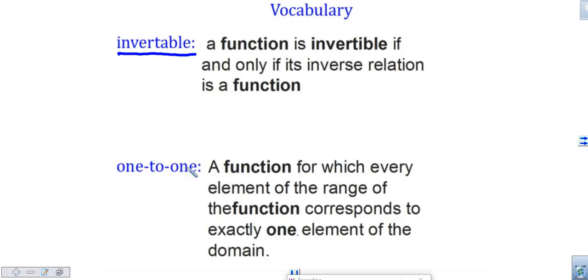It's 1 to 1. So a function for which every element of the range, these are the y values, corresponds to exactly one element in the domain, the x values. Normally you look at a function and you look at the x values and you check to see if it only goes to one y value to see if it's a function. Well, now for it to be 1 to 1, the y values also can only go to one x value. So if a function is 1 to 1, it is invertible. And that's how these two are related.